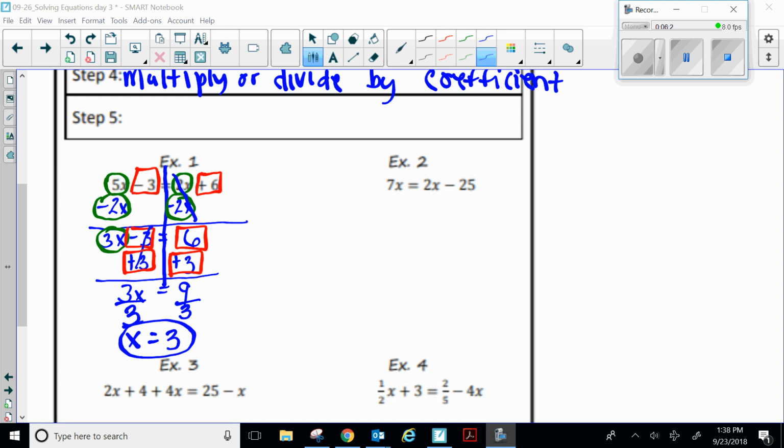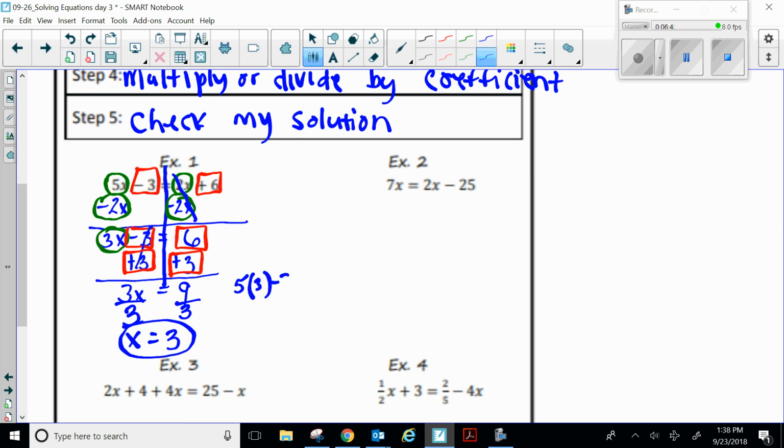The very last step that I'm going to take is I am going to check my solution. So I'm going to go back to my original equation, 5x minus 3 equals 2x plus 6. And in my calculator, I'm going to type in 5 times 3 minus 3 equals 2 times 3 plus 6, just like that. And once I type that in, I should get true.